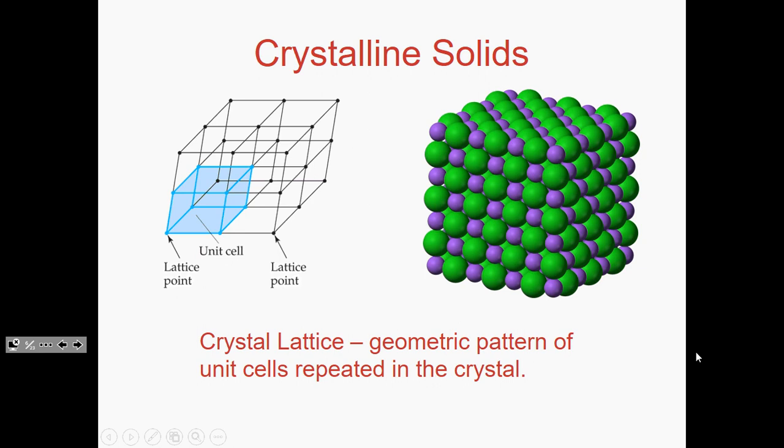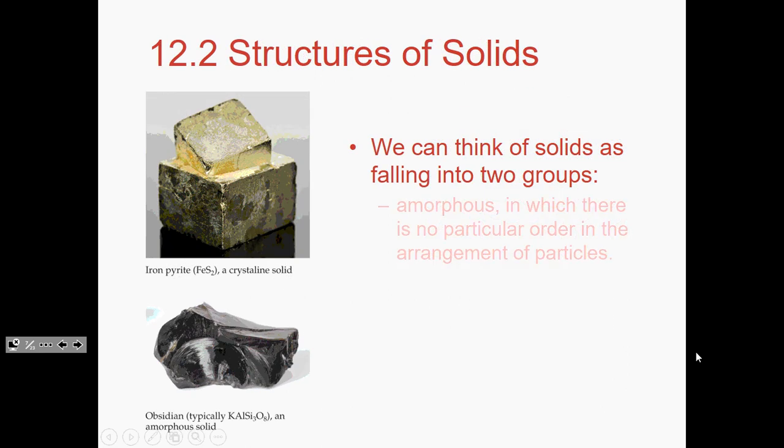So most solids actually form like this. They have a very patterned unit cell that gets repeated to form the crystal lattice. Now, the other type of solid is the amorphous solid. And more substances are crystalline than amorphous.